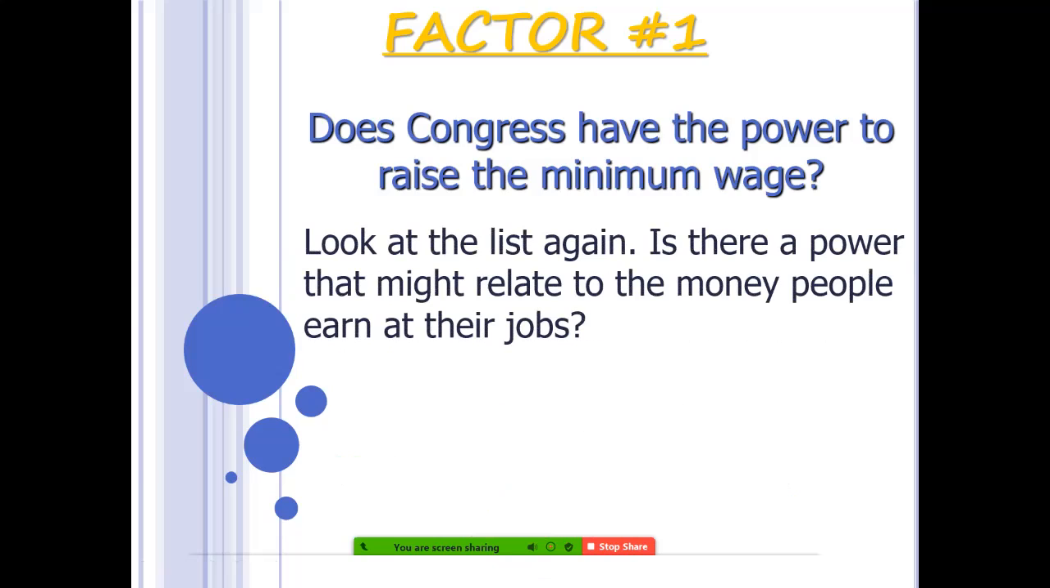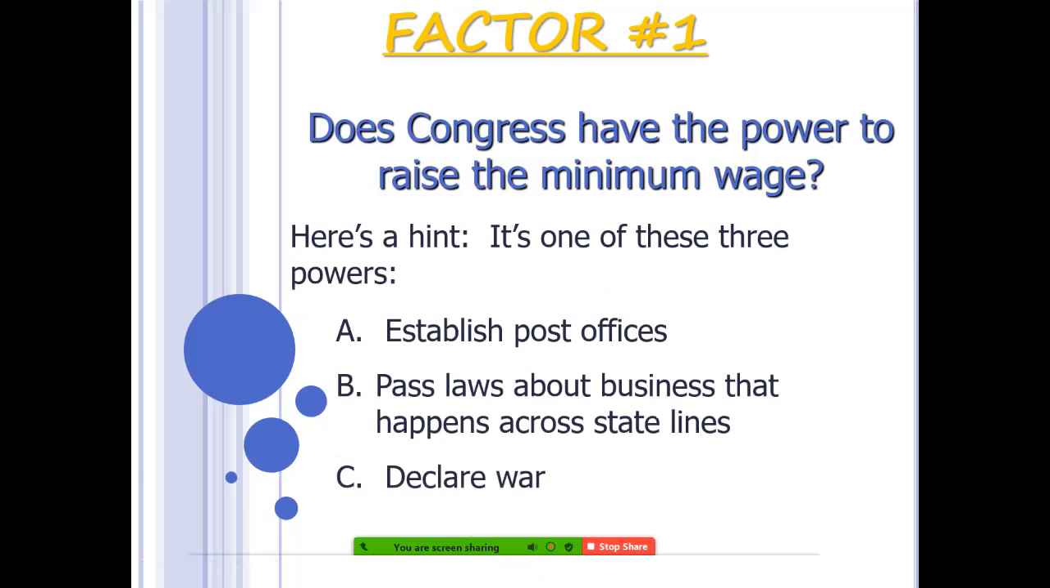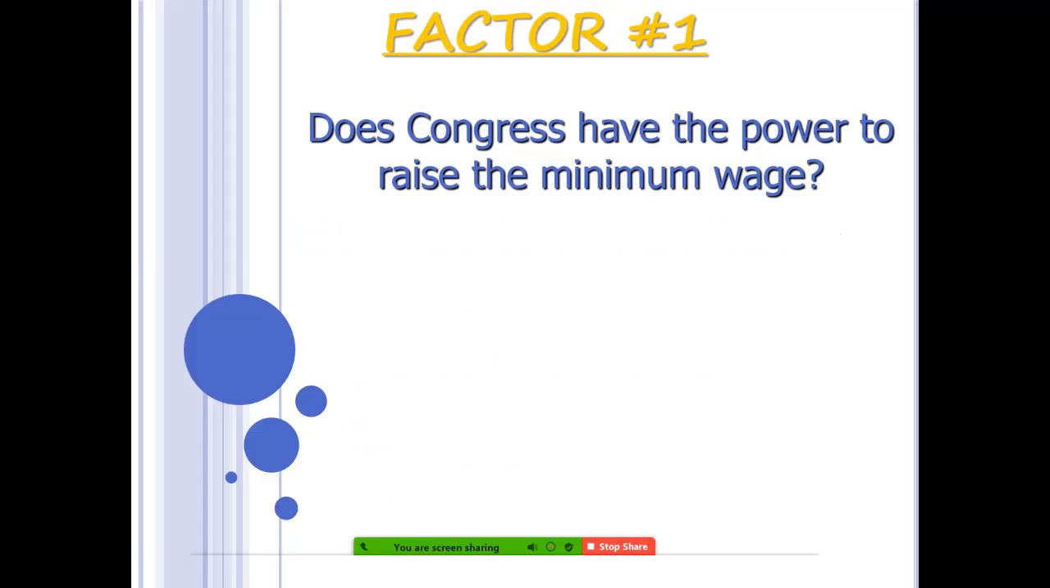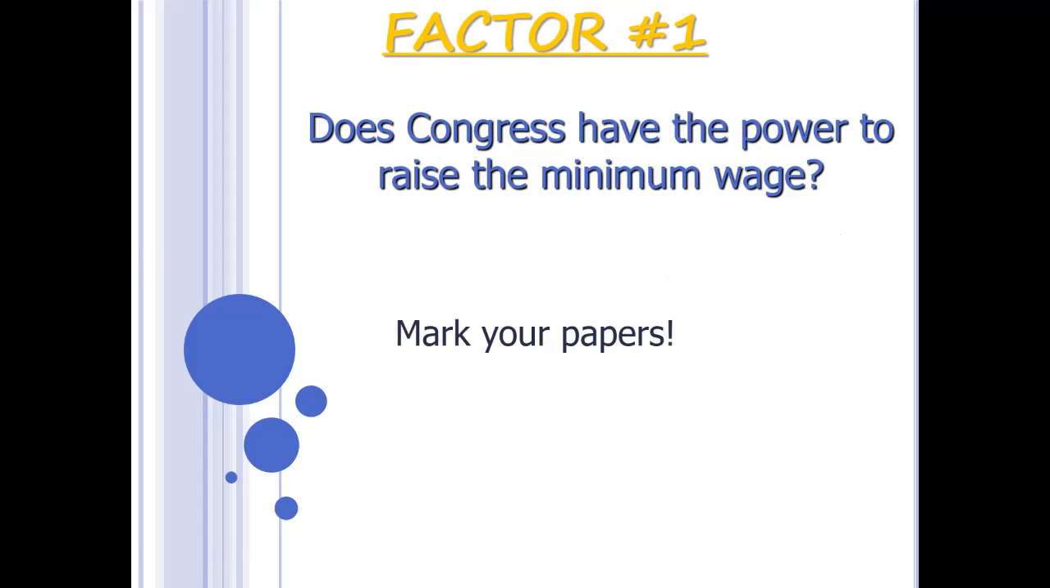Look at the list again. Is there a power that might relate to the money people earn at their jobs? Here's a hint. It's one of these three. Establish post office? Probably not. Pass laws about business that happens across state lines? That sounds reasonable. Declare war? No, definitely B. Businesses are the ones that pay people a wage. So this power is related to a bill about the minimum wage. Does Congress have the power?